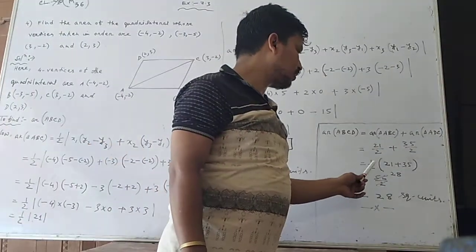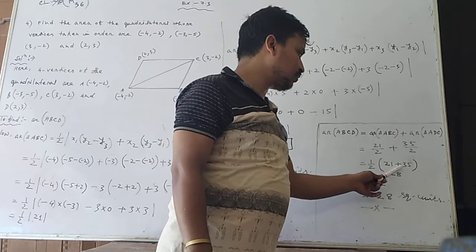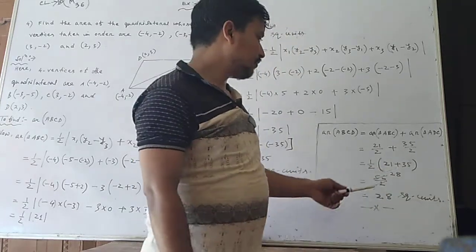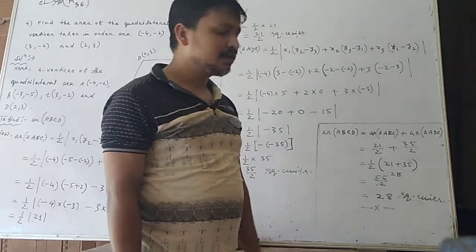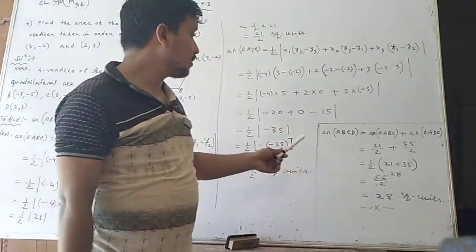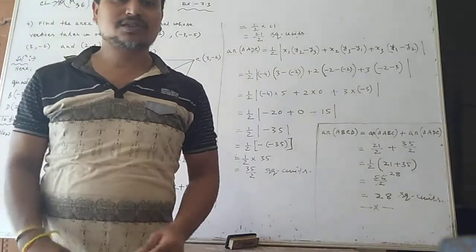From these two parts we have taken half common, then here left 21 plus 35. Then finally 35 plus 21 equals 56 by 2. Cancelling, you will get 28 square units. That will be the area of quadrilateral ABCD. That's it.